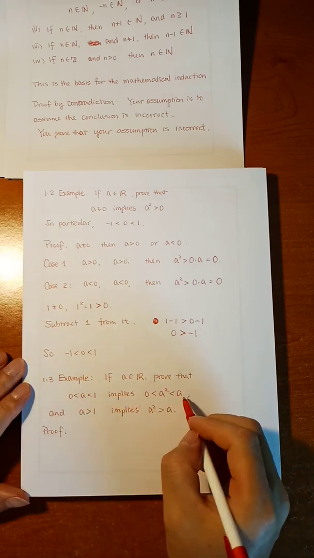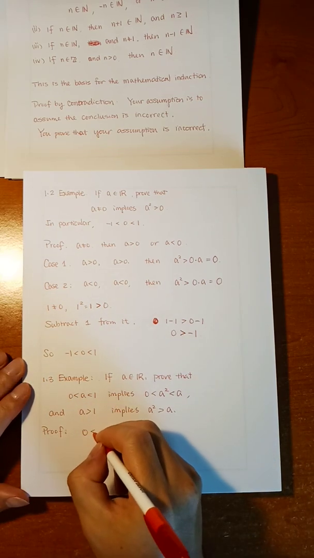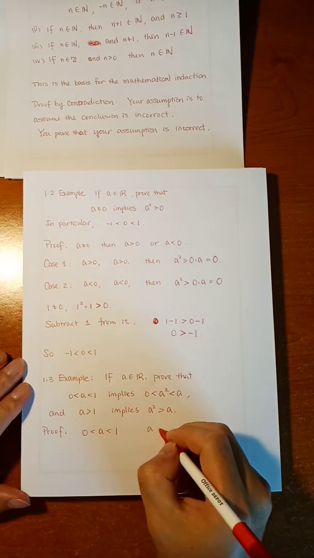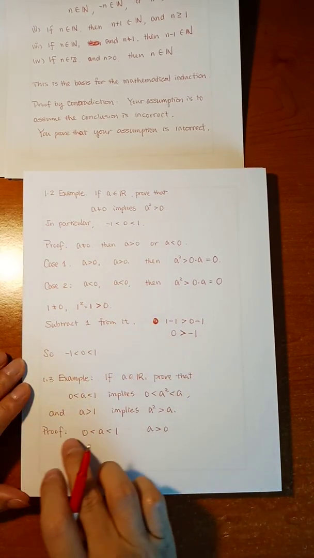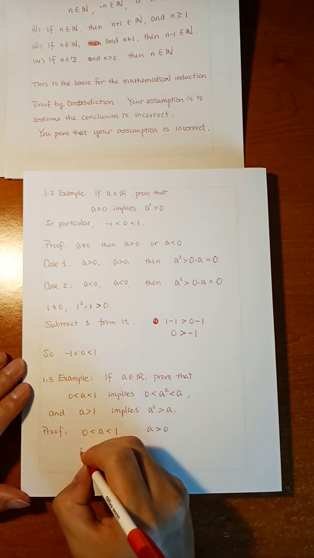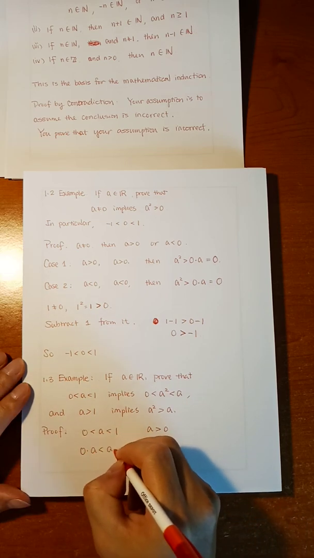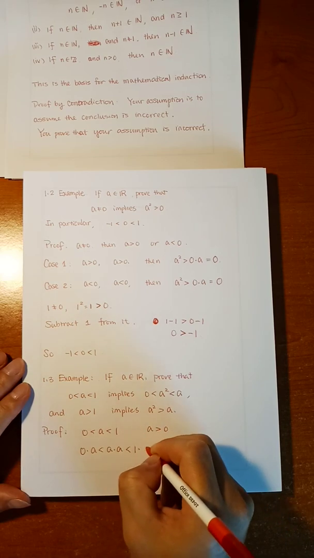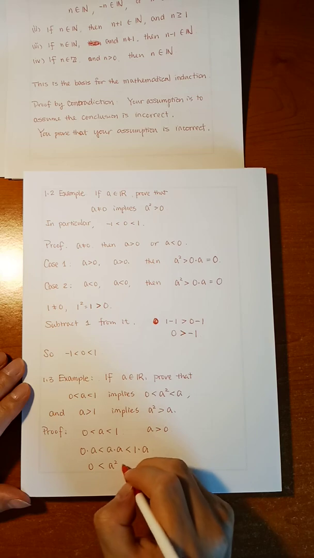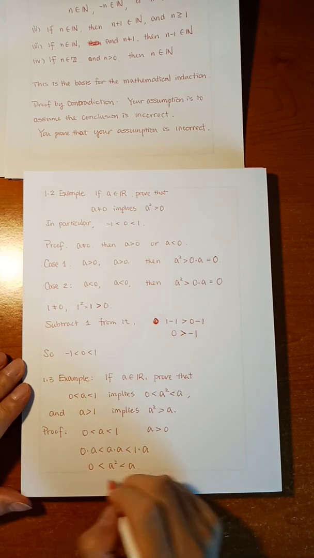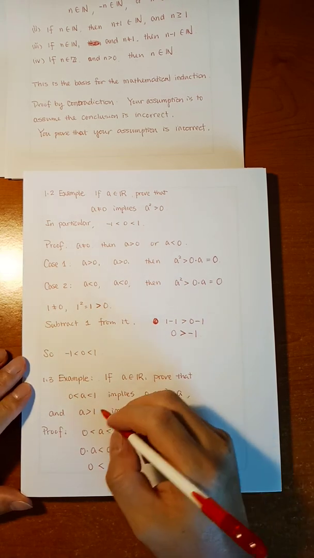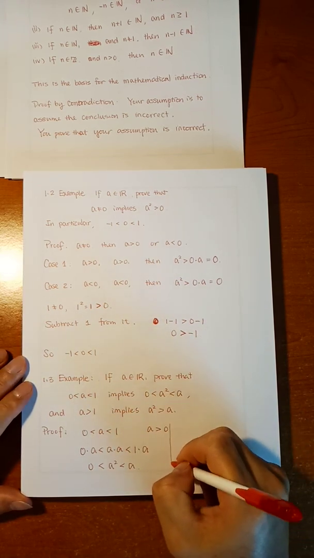First one, 0 less than A less than 1. Because A is greater than 0, it's a positive number. We are going to multiply this inequality by a positive number. 0 times A less than A times A less than 1 times A. 0 times A is 0. A times A is A squared. 1 times A is A. So we directly have it. Right?